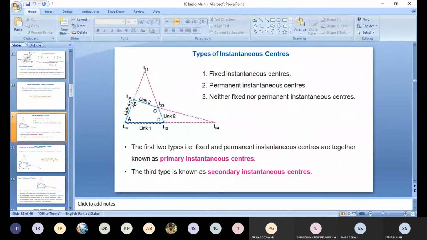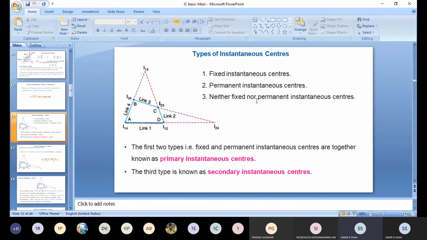but we still get the relative velocity. Okay, so I34 and I23 are considered permanent instantaneous centers. Just remember that I23 and I34 are considered permanent instantaneous centers as they move when the mechanism moves, but the joints are of a permanent nature. So we consider them permanent instantaneous centers.